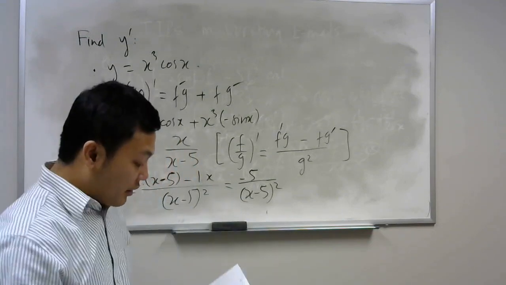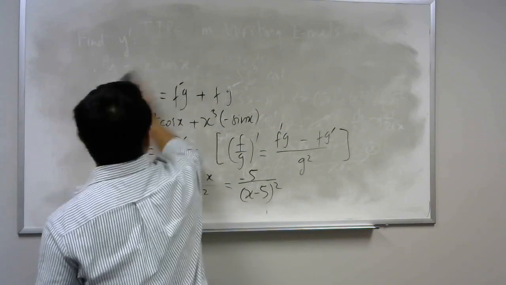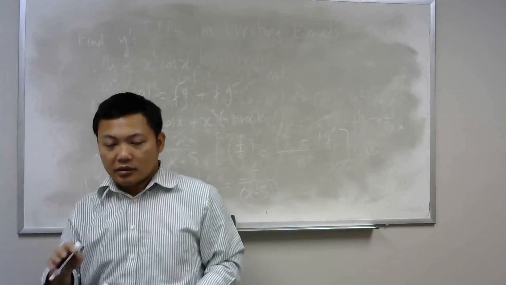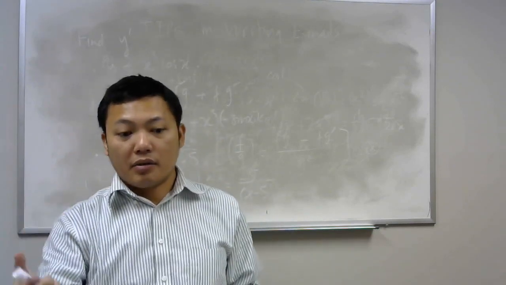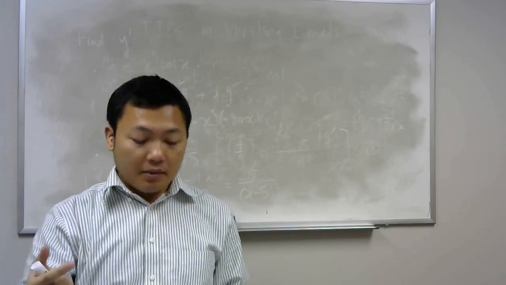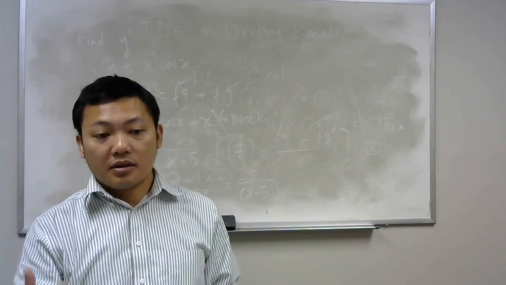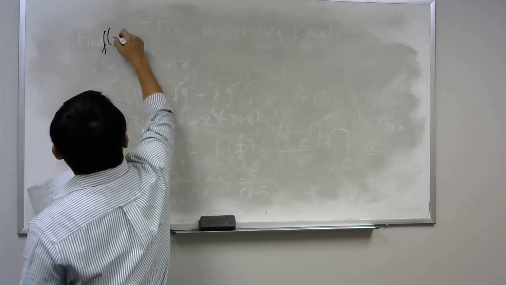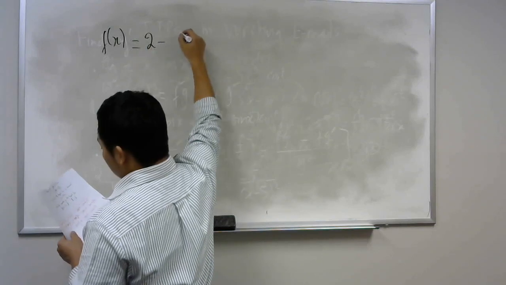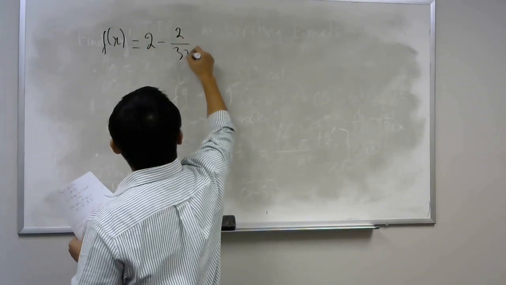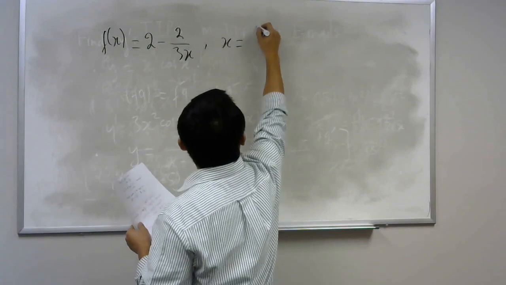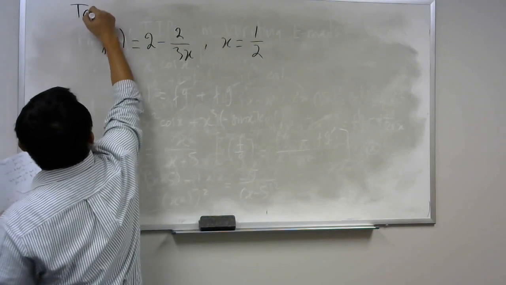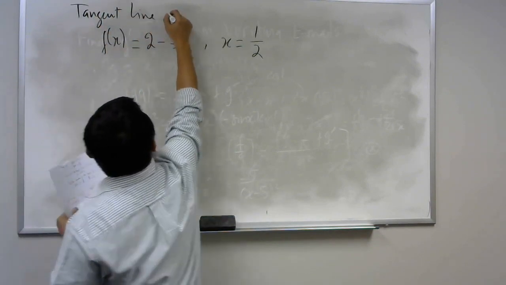Right? So for the next questions, we work with tangent lines. We have two problems with tangent lines. The first problem: find the equation of the tangent line at some point. And the second problem is find x where the tangent line is horizontal. So let's say your function is f of x equal to 2 minus 2 over 3x, and you need to find the tangent line at x equal to 1 over 2. Tangent line problems.